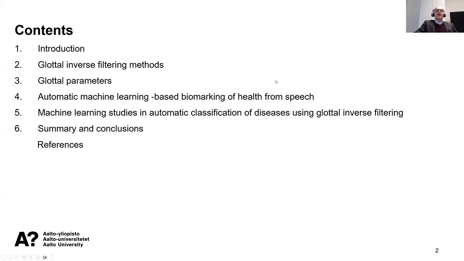Okay, good. So this is the short contents of my talk. First, short introduction, and then I will very briefly describe glottal inverse filtering methods, not going into details and parameters. And in section 4, I move to a bit more modern area of research, which is automatic machine learning based biomarking of health. And in section 5, I try to combine these glottal features into this machine learning area by describing a couple of our recent studies. And I finish my talk with short summary and conclusions.